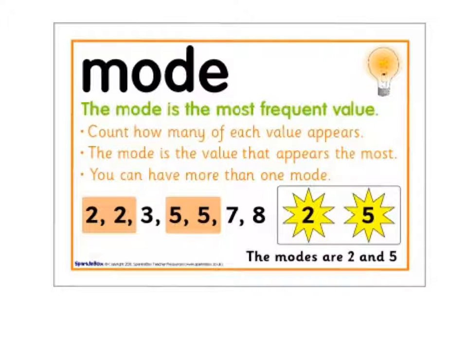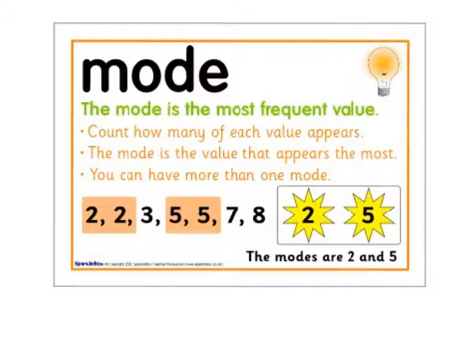This one is my favorite. It's the easiest one by far. Okay, the mode is the most frequent value. So you have to count how many of each value appears. The mode is the value that appears the most. So you can have more than one mode.